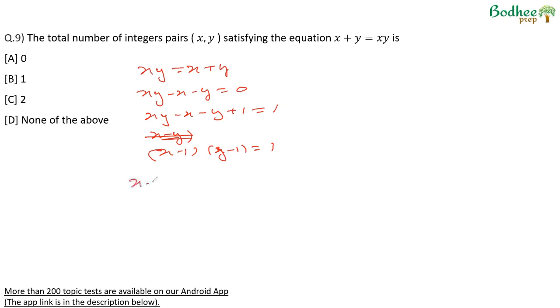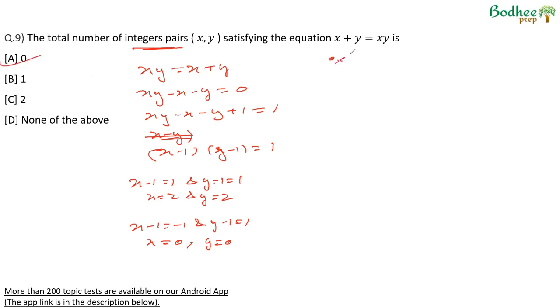When will this happen? Either x minus 1 is equal to 1 and y minus 1 is equal to 1, then the product would be 1 for integers, which gives us x is equal to 2 and y is equal to 2. This is one solution. Or x minus 1 is equal to minus 1 and y minus 1 is equal to minus 1, which gives us x is equal to 0 and y is equal to 0. Number of integer solutions, there are two solutions possible, 0, 0 and 2, 2. 0 plus 0 is 0, 2 plus 2 is 4. Those are my two solutions. Option C becomes the answer.